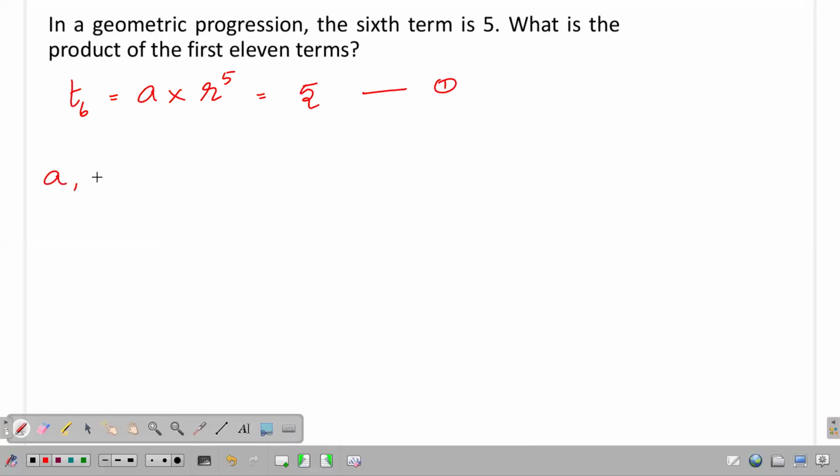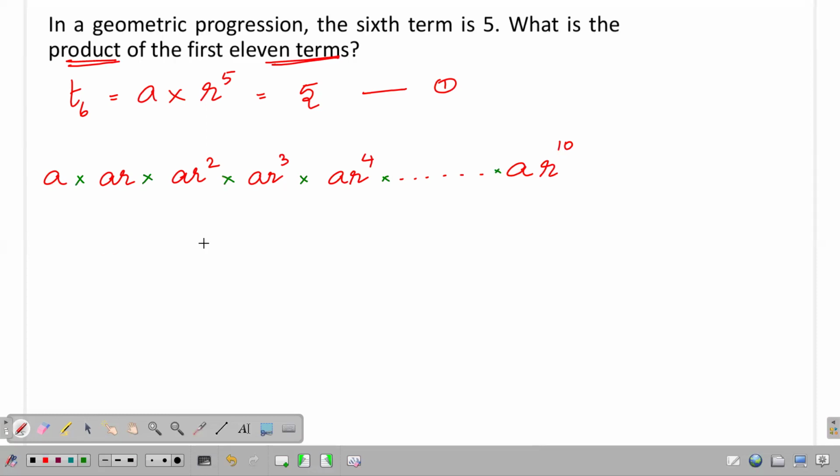So the first term will be A, the second term is AR, the third term is AR square, fourth term is AR cube, fifth term is AR4. Like that, I am taking the product. The 11th term is AR power 10. They are asking you to find the product of these first 11 terms, which means they are asking you to find A into AR square into AR cube into AR power 4 into etc.